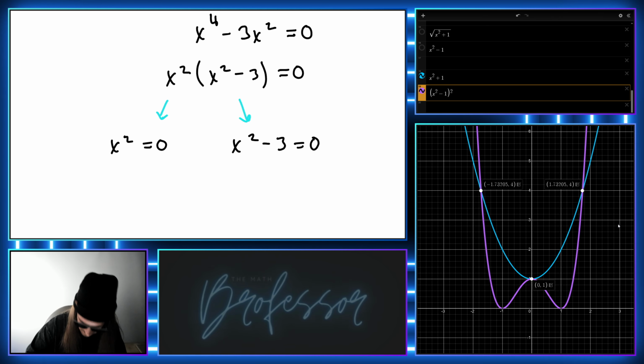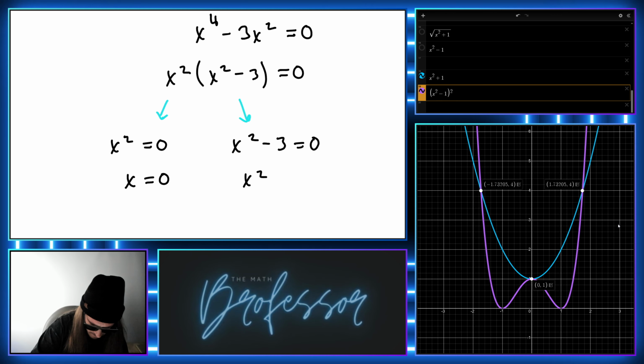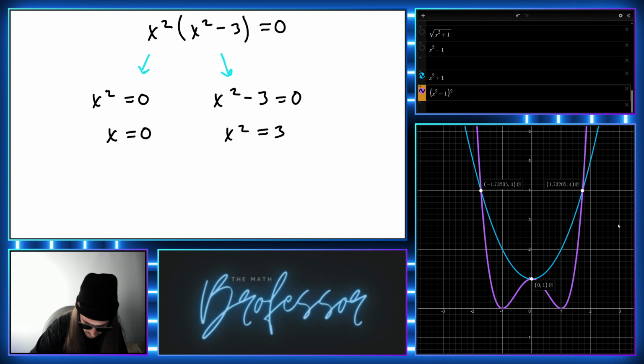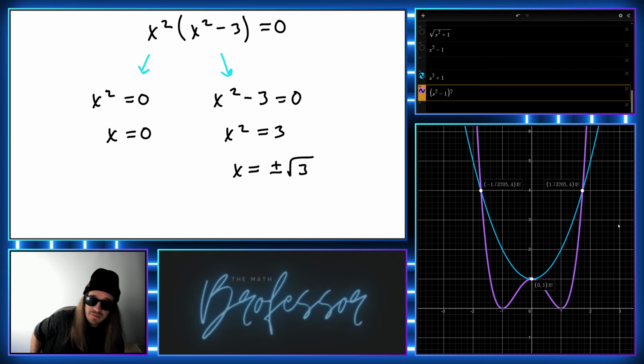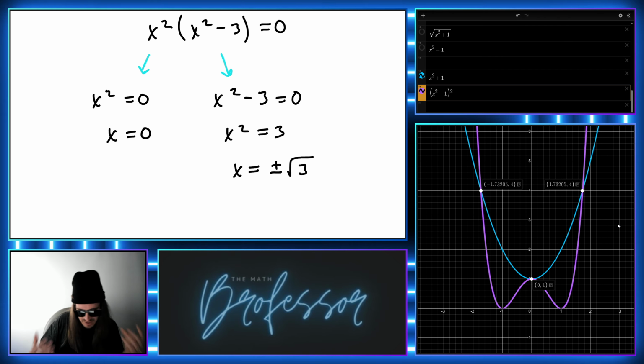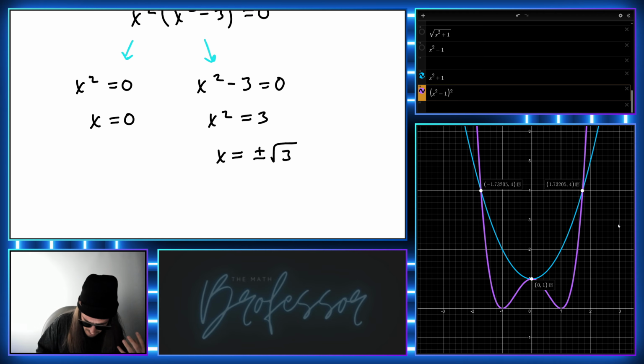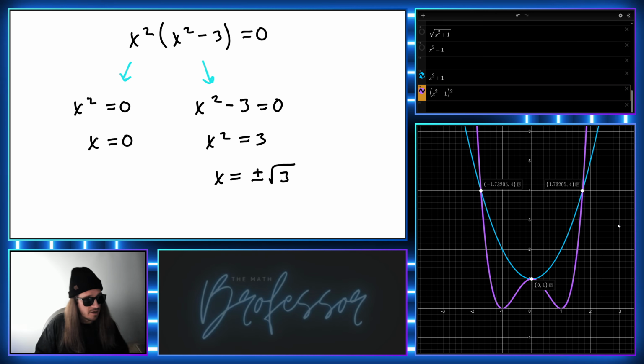For the left one here, I would just square root both sides, and you get x equals 0. And then here, I would add 3 to both sides, and then square root, so x equals plus or minus square root 3. I apologize if I'm losing you in the details, but I'm assuming that you know how to solve by factoring. I'm assuming you know the square root property. So we have 3 solutions here, and, well, there it is.